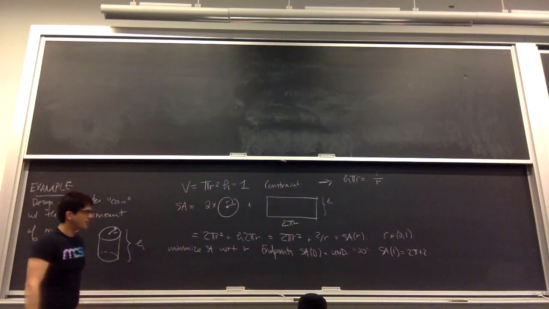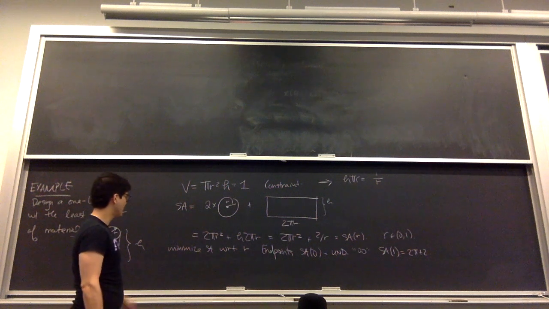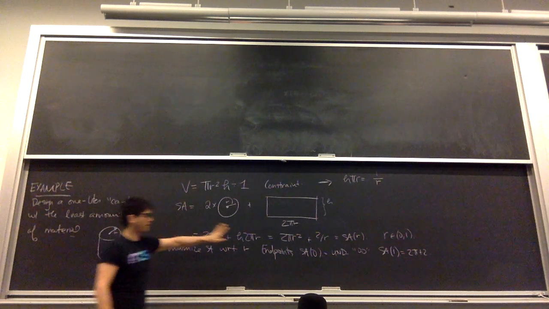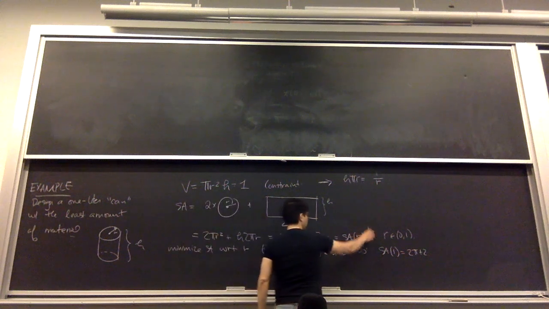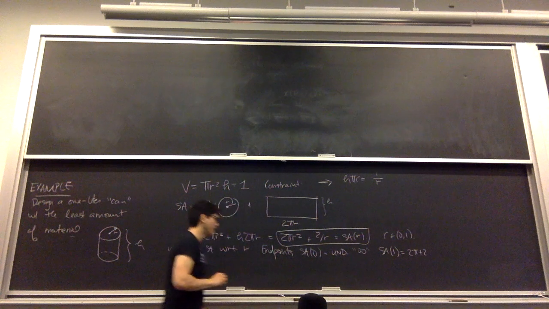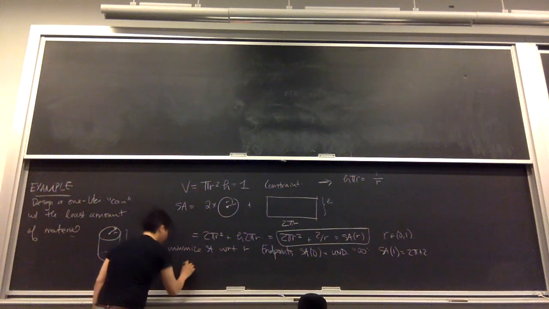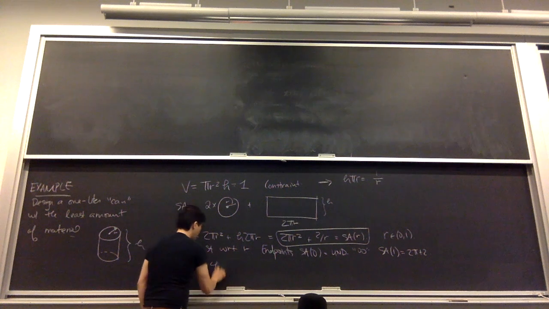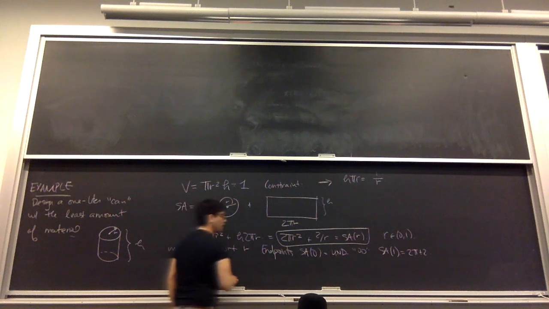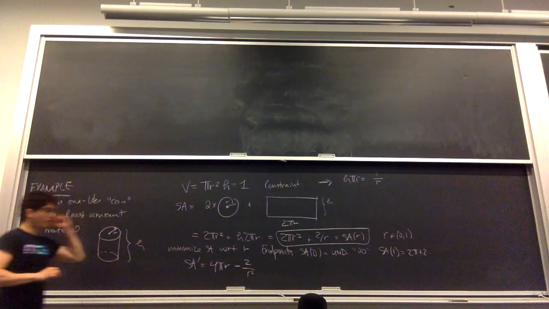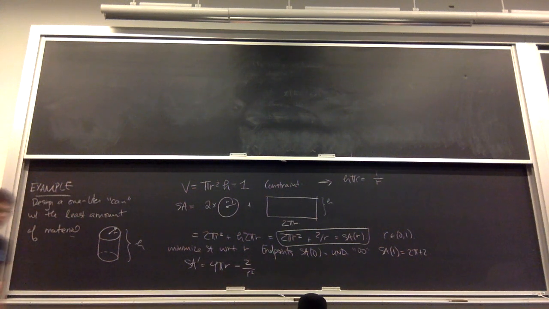So what should we do now? Where's the minimum value in here? Well, we're going to have to use calculus. So we have this surface area equation, and this is the thing that we're going to want to minimize. So let's just go ahead and take the derivative of the surface area. That's going to give us 4 pi r minus 2 over r squared. So what points do we get out of that for critical points?